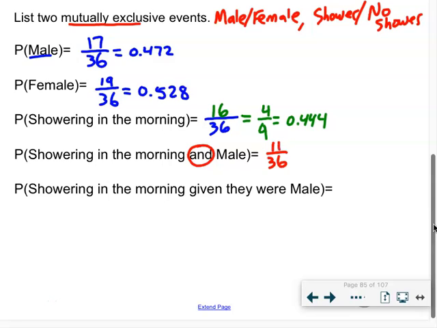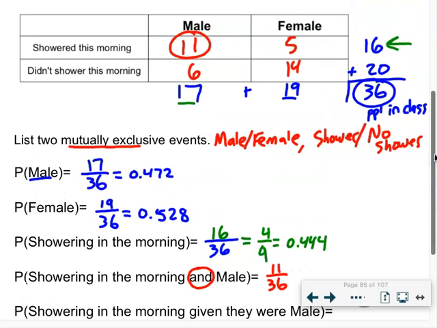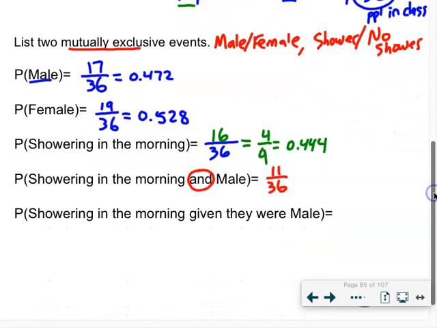There's only 11 people that end up going up top, because those are the people, like I said in the table here, the people that are male and showered. Okay, the 6 below it is the number of males that did not shower. All right, let's get a decimal for that. 0.306, 30.6% chance.